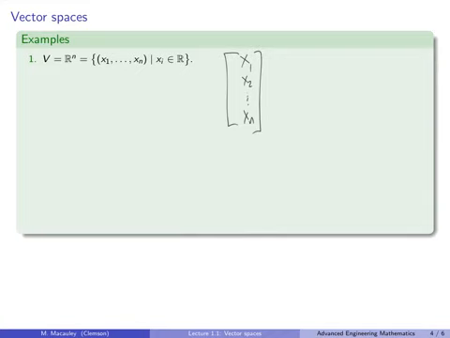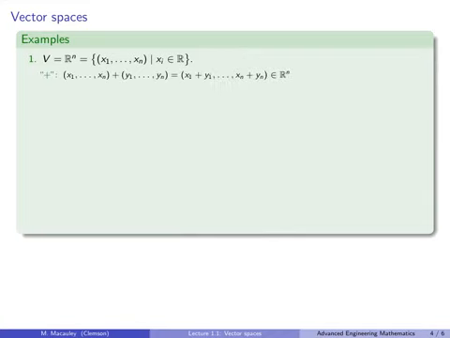So why is this a vector space? Let's check. It's closed under addition because if we have any two vectors, x1 up to xn and y1 up to yn, and we add them up, we get another vector: x1 plus y1, dot dot dot, xn plus yn. That is clearly an element of Rn. So this space is closed under addition.